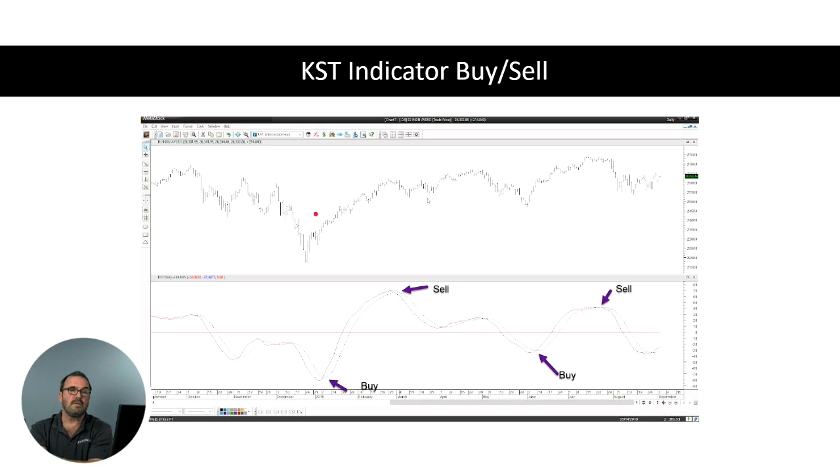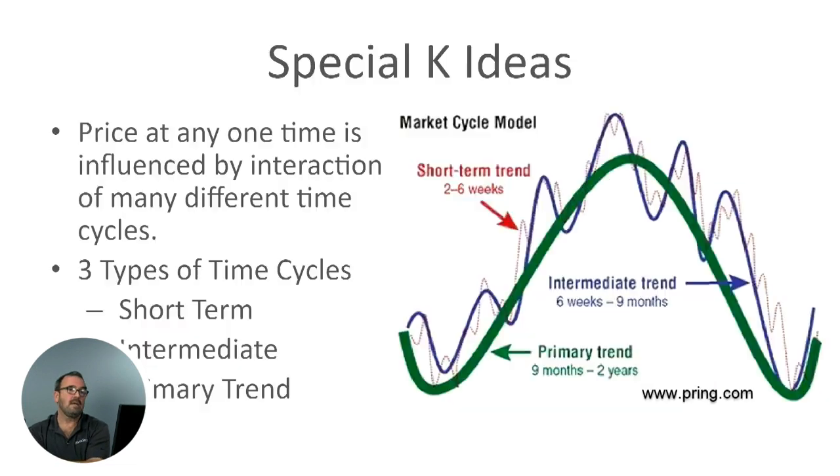And what Martin Pring wanted to do was give some more immediacy to that indicator, so he developed the Special K. The way the Special K works is it takes price at any time as influenced by interaction of many different time signals, which is to say it uses 3 different time signals.